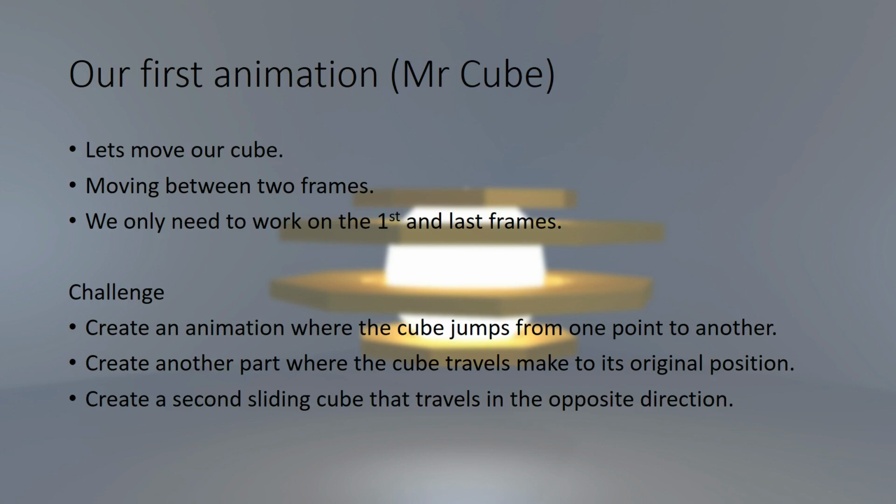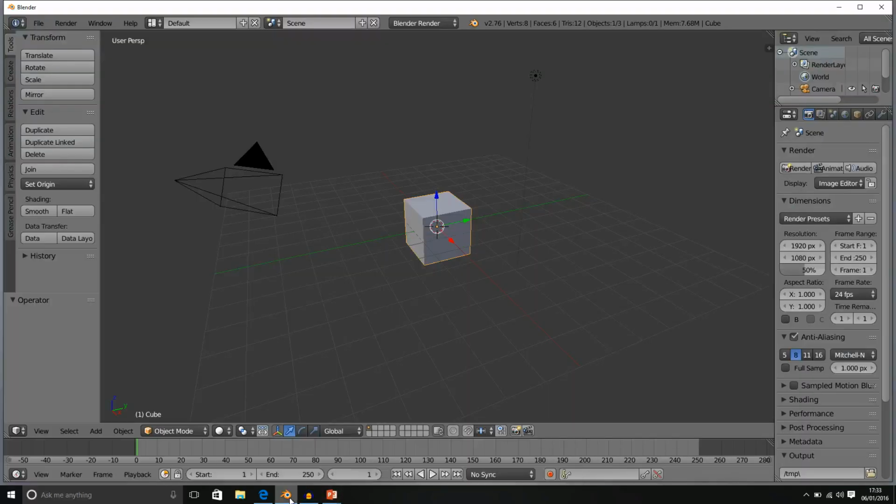In this lecture, we're going to create our very first animation with Mr. Cube. We're going to just move a basic cube and we're going to create an animation with our cube. We're going to just use 2 frames and we only need to work on the first and last frames. Then we're going to give you a couple of challenges. So let's log in to Blender.